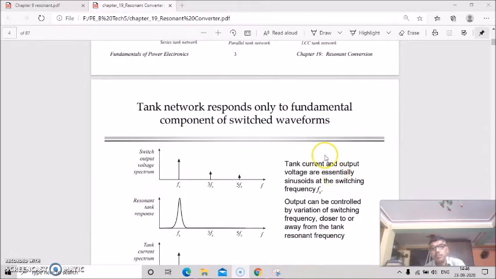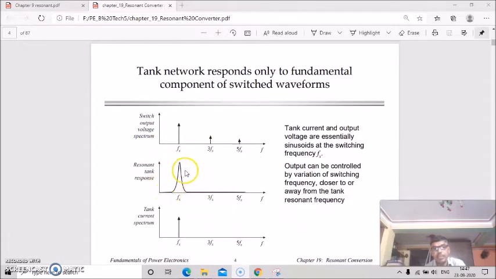The tank network responds only to the fundamental component of the switch waveform. So this is the switch output voltage spectrum. The tank current and output voltage are essentially sinusoids at the switching frequency Fs. This is the switching output voltage spectrum, and this is the resonant tank response.